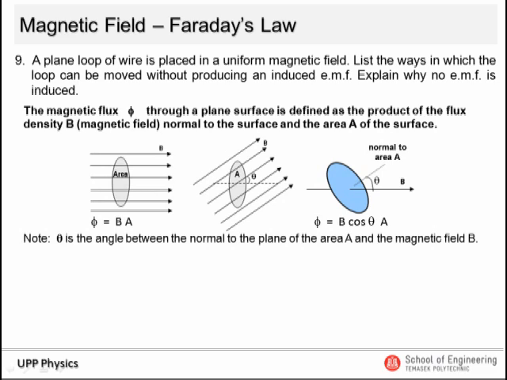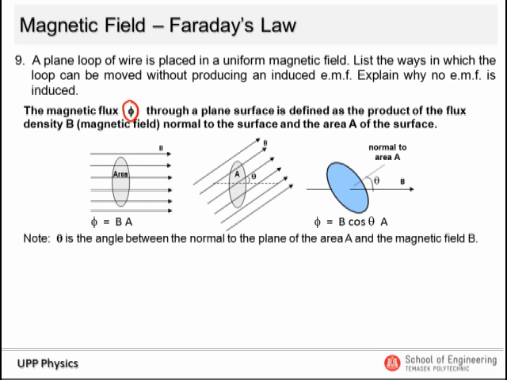One term that you will see is magnetic flux. Magnetic flux is given this symbol phi, and the three loops that you see in the three figures actually represent the plain loop of wire in the question. So, magnetic flux through a plane surface is defined as the product of the flux density B, which is also known as the magnetic field, normal to the surface, and the area A of the surface.